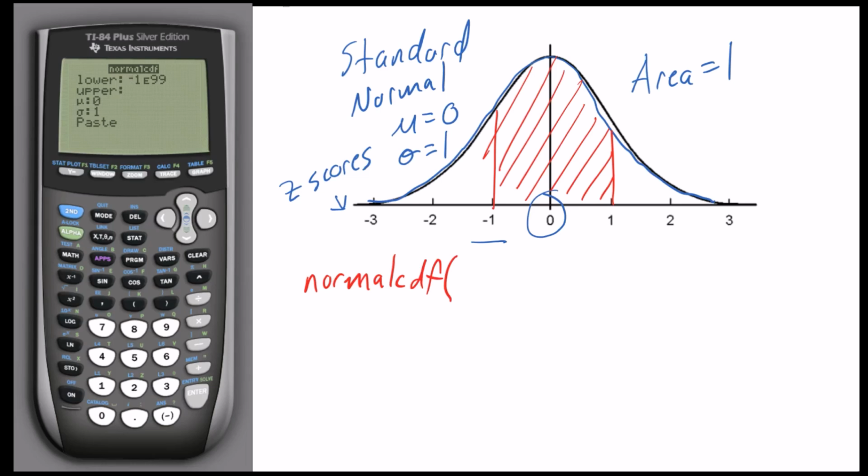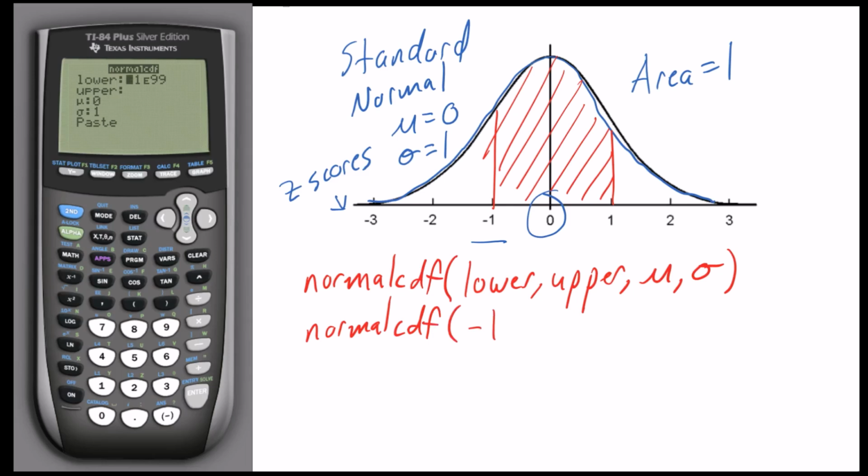So what we're going to put into the normal CDF is the lower number, which is the smaller of the numbers, the upper number, the mean, and the standard deviation. So if we're going from -1 to 1, our lower number would be -1, our upper number would be 1, and then since we're using the standard normal distribution, we have a mean of 0 and a standard deviation of 1. So we'll put those same numbers into the calculator. So -1 as our lower, 1 as our upper, mean of 0, standard deviation of 1.